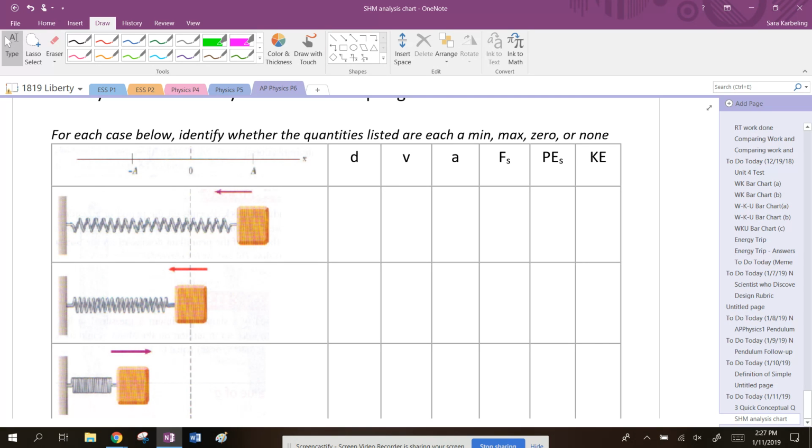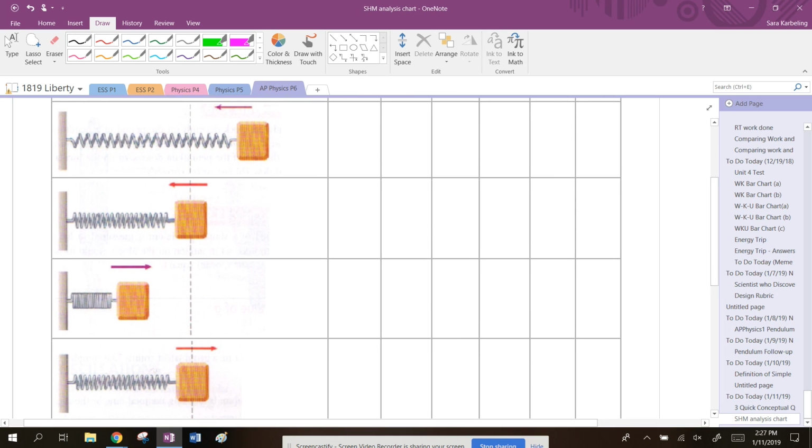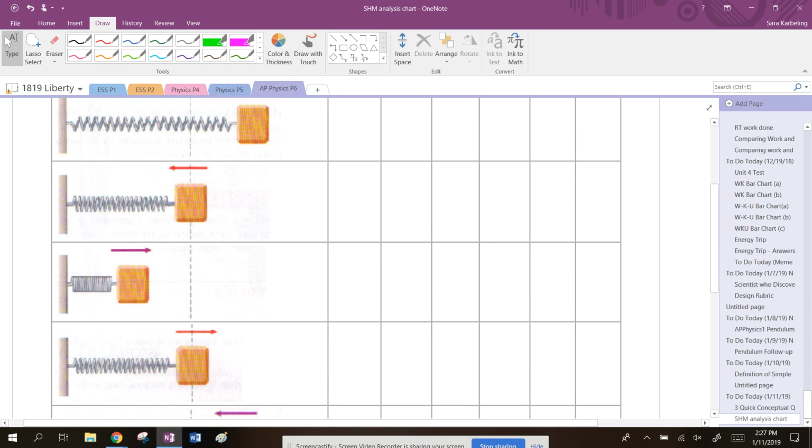So I'm going to displace this block to A. You with me there? And I'm going to let go. And it's going to go bouncy, bouncy, bouncy. And instead of just talking about it going bouncy, I'm going to take some pictures of it. So there's one at the top, and then, oh my gosh, it goes through. What do you think this dotted line is representing? Equilibrium. You guys are awesome.